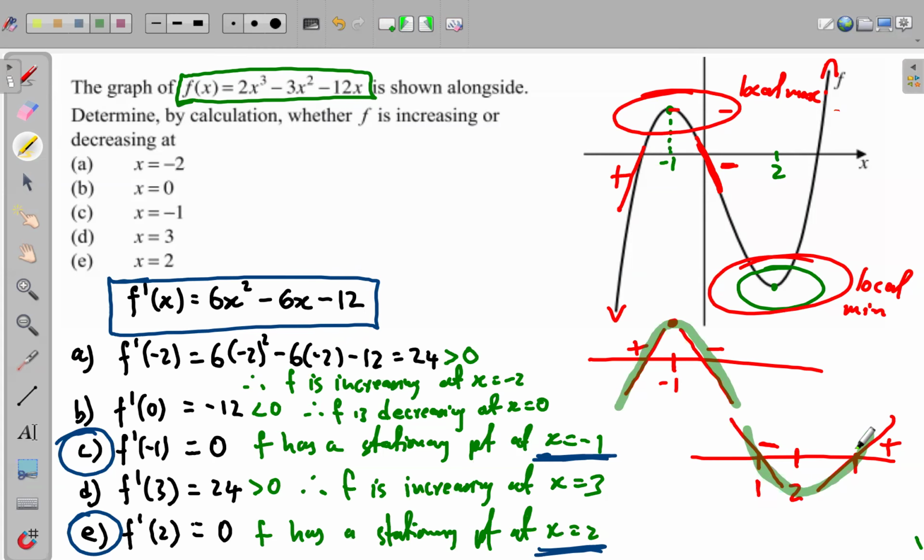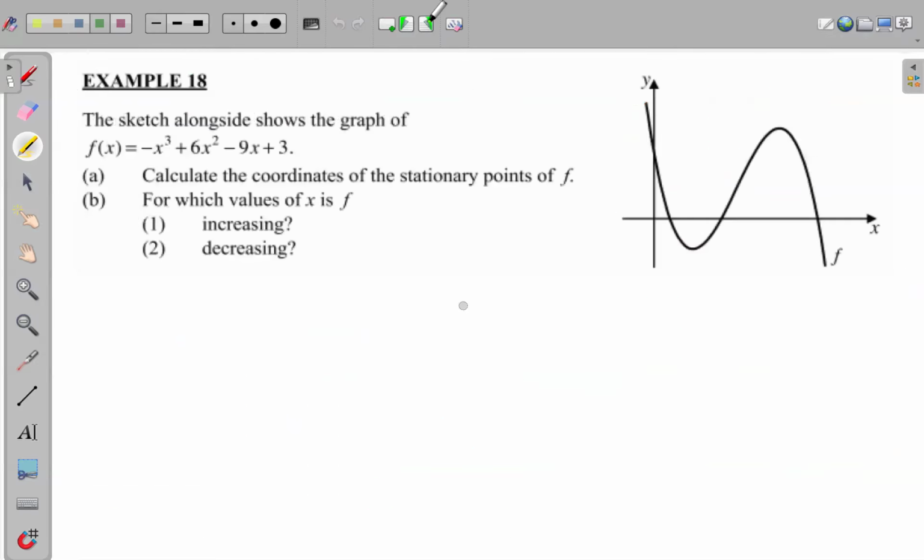Now, another one that we will maybe do is this. Let's take this example. So I've got a sketch that shows the graph of f of x is equal to negative x cubed plus 6x squared minus 9x plus 3. We want to calculate the coordinates of the stationary points. Now, what do we know about the coordinates of the stationary point? Well, we know that to find the stationary points, we must find the first derivative and make it equal to 0. And then we solve for x.